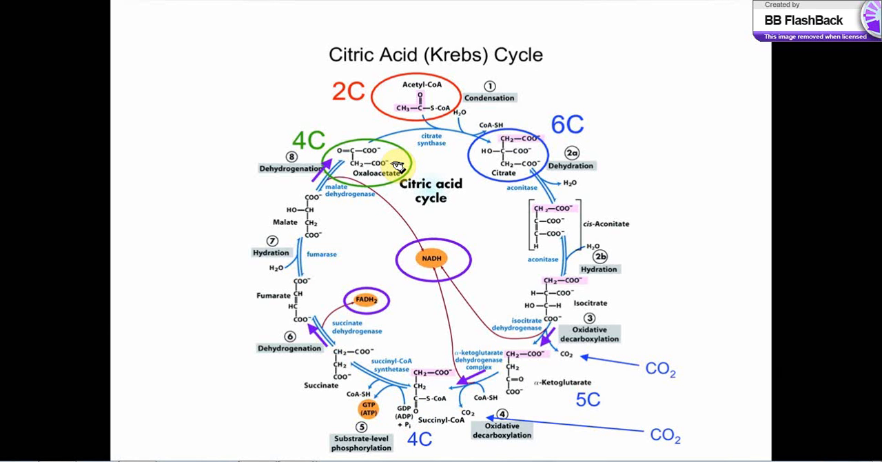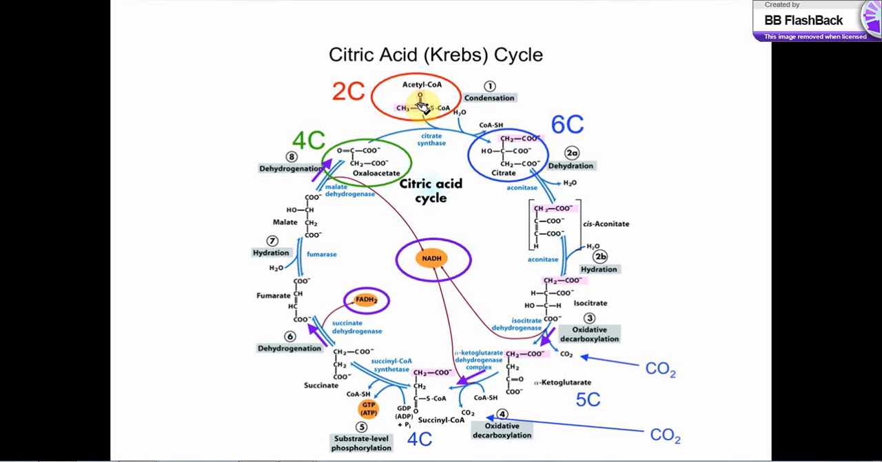Hello friends, this is the video on the citric acid cycle, and you can also call it Krebs cycle or tricarboxylic acid cycle. In eukaryotes, this TCA cycle takes place in the mitochondrial matrix, and in prokaryotes, this TCA cycle takes place in the cytosol. So now let's go to the detailed mechanism, the pathway of this citric acid cycle.